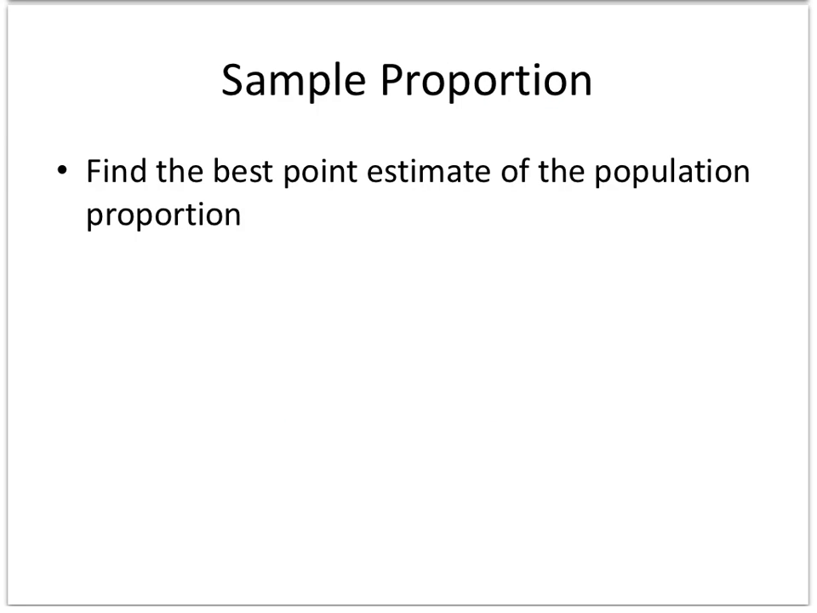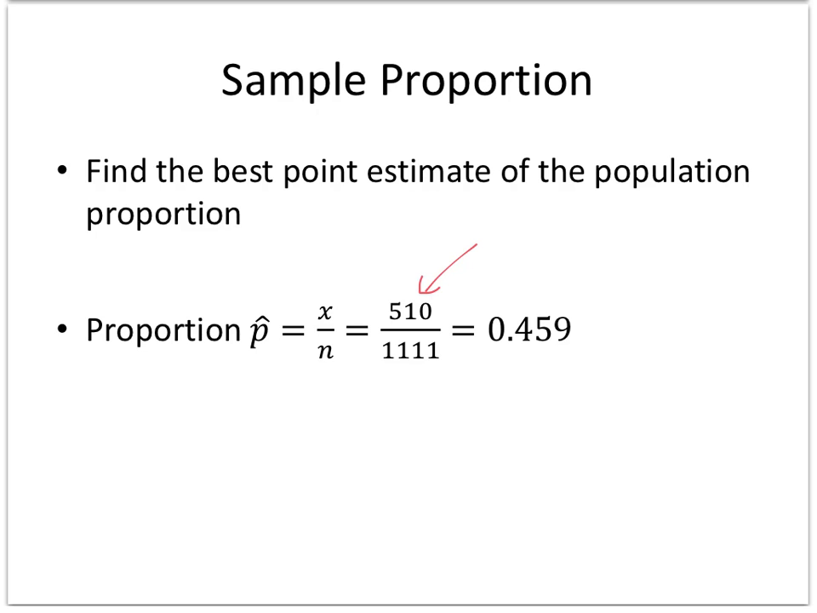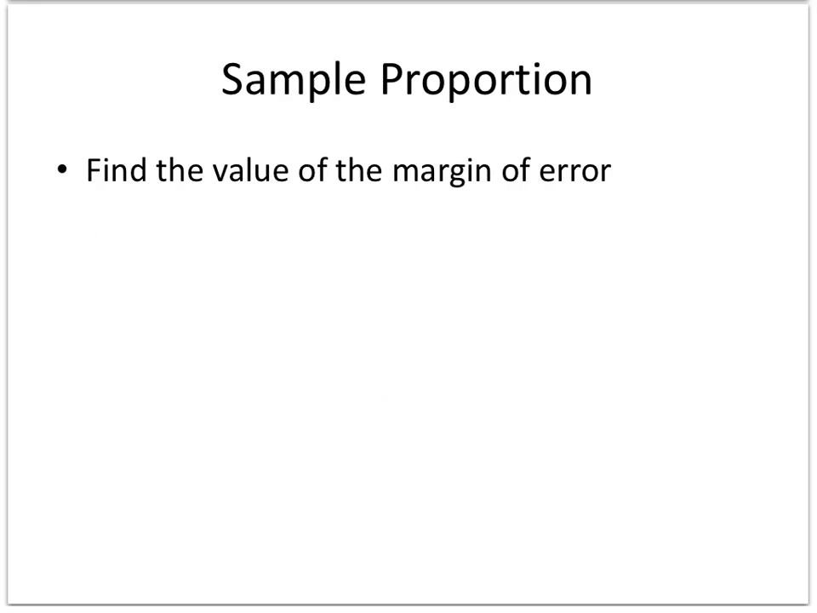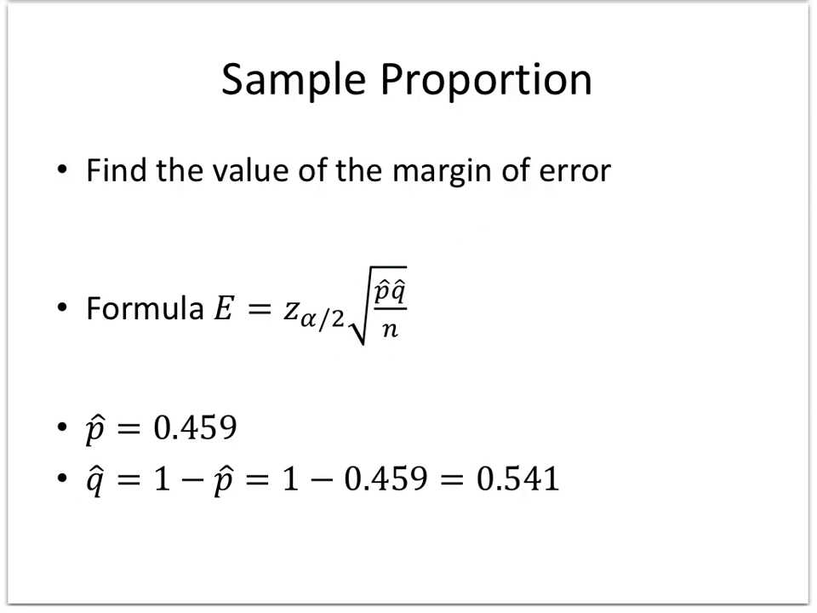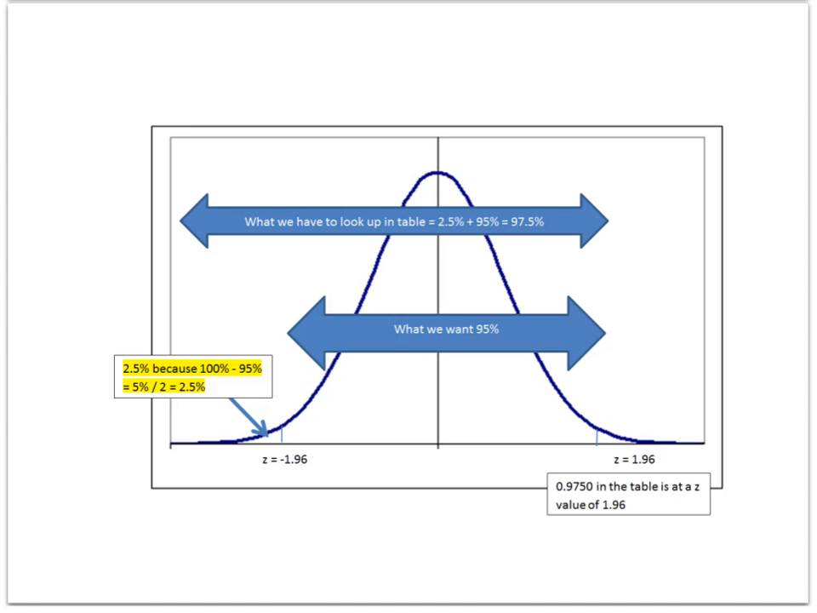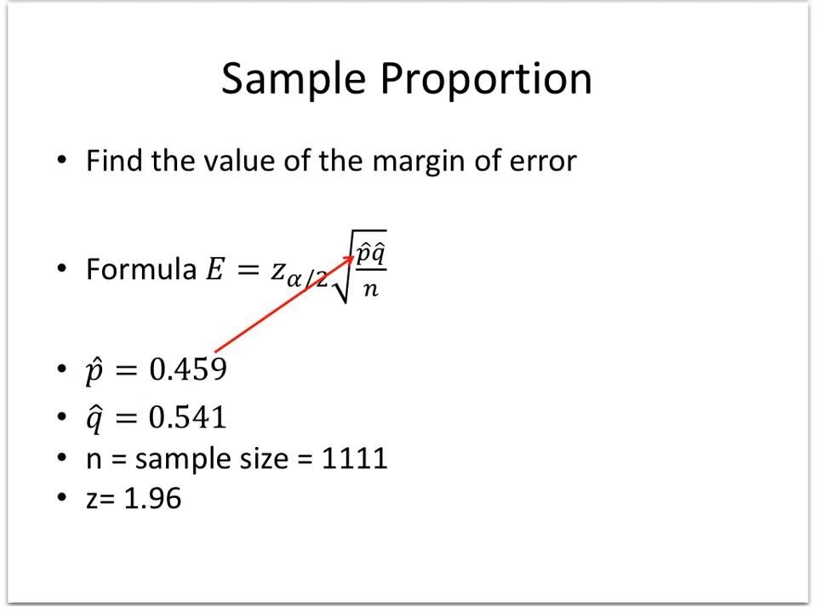All right, find the best point estimate of the population proportion. Well, that was the portion that said yes, the x value over the sample size. Find the margin of error using this formula, our z, and then our p hat, q hat, and n, where p hat we just found, q hat is 1 minus p hat, so 1 minus 0.459. Remember our z we already talked about is 1.96. So we just plug in all these values.